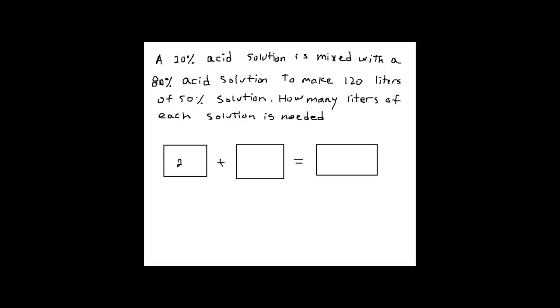So if I assume that the first one is 20%, and the next one after that is 80%, and ultimately we're going to get 50% out of this. In this case we have the 20% acid solution mixed with 80% to make 120. So we have 120 liters here. The amount is not known.